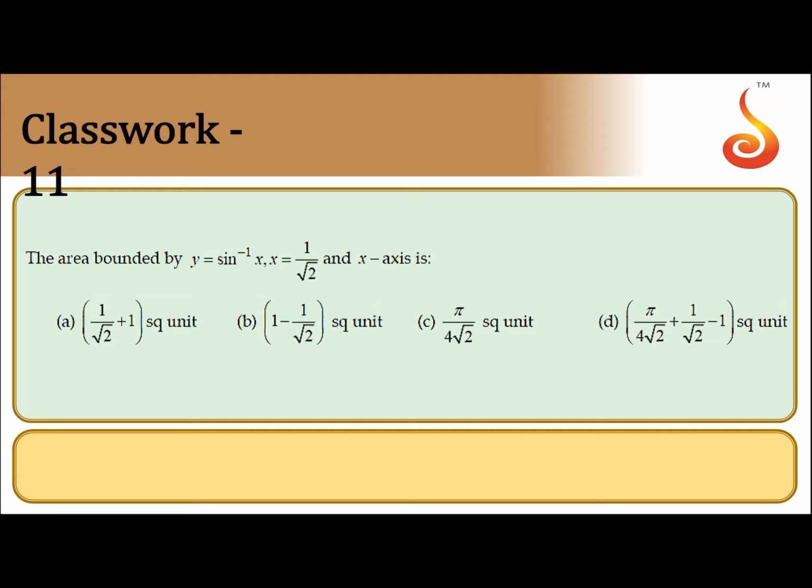Coming to the next one, the area bounded by sine inverse x and the line x equals 1 by root 2 and the x-axis. This is the sine inverse x graph, and it looks like this. Here x equals 1, and 1 by root 2 comes somewhere here. x equals 1 by root 2.